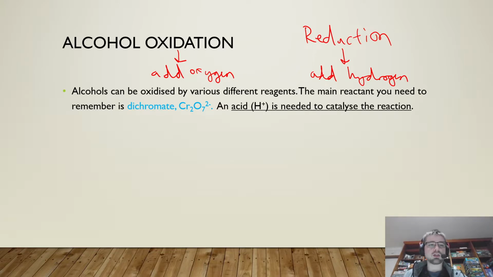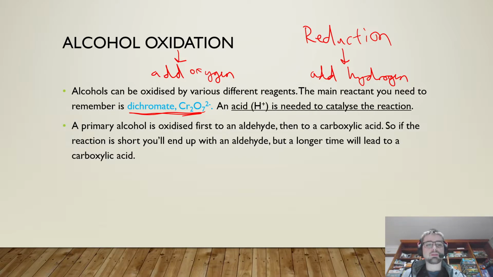So if we're saying we're oxidizing an alcohol, we're saying we're adding more oxygen to it. Or the other way you can look at it is to reduce the amount of hydrogens that are on it as well. So for this, the main reactant is dichromate. So it's Cr2O7 2-. So again, useful one that you do need to know. And it is catalyzed by some form of acid. Normally we use sulfuric acid.